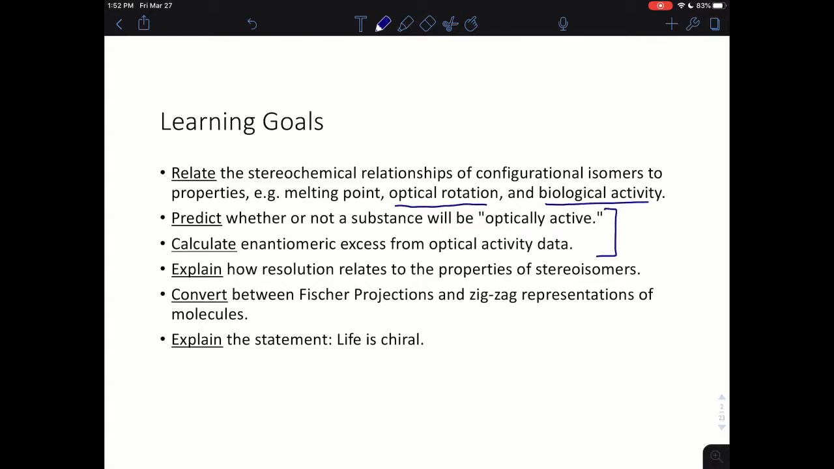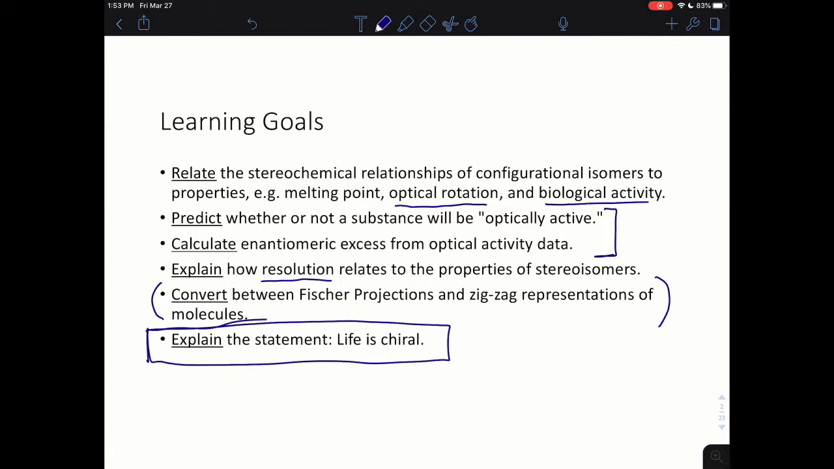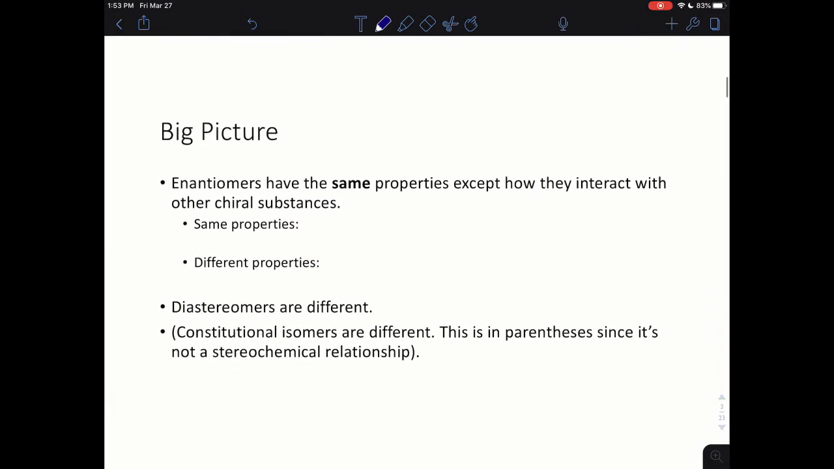We will look at something called optical activity. We will think about a process called resolution. And finally, and probably in a separate video, I will show you how to use Fisher projections to represent stereoisomers. And then finally, we've been thinking about this statement, life is chiral, but by the end of this video, hopefully you can really think deeply about this idea. So let's get started.